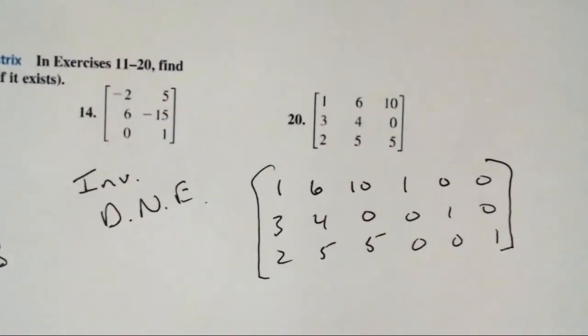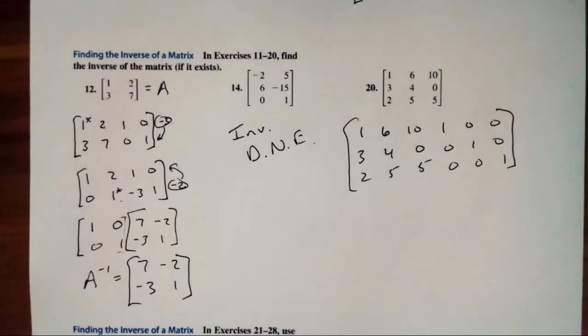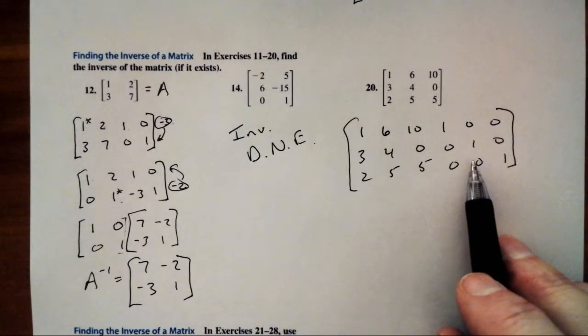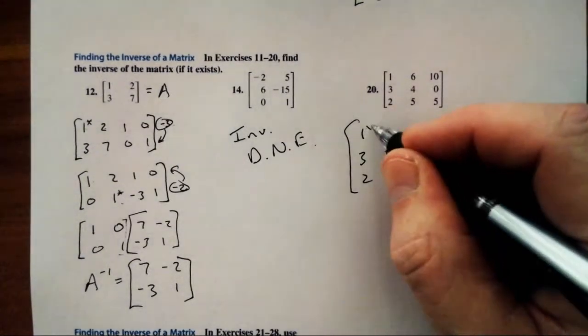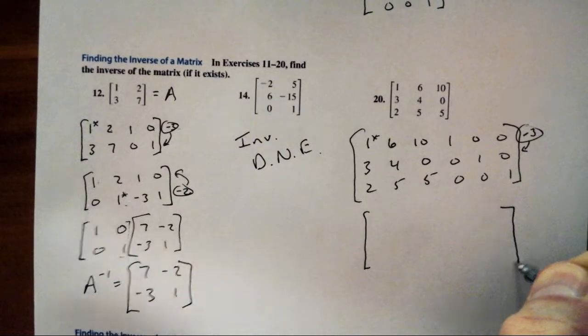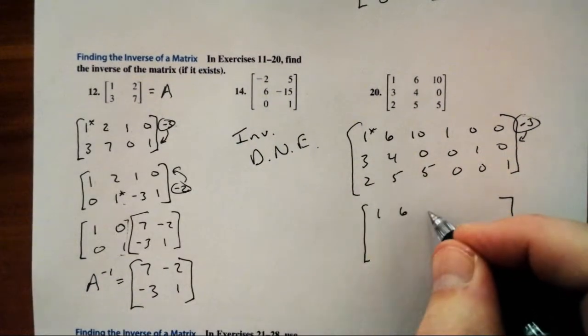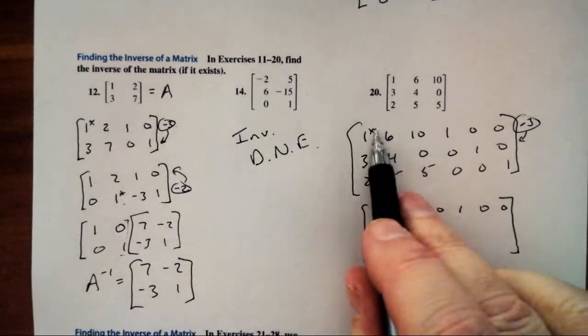So Gauss-Jordan elimination, good practice. On your test, you're going to have to do this once, but it won't be for an inverse. It'll just be solving a system of equations. Going to multiply by -3, send into row 2. The top row does not change. It stays 1, 6, 10, 1, 0, 0.